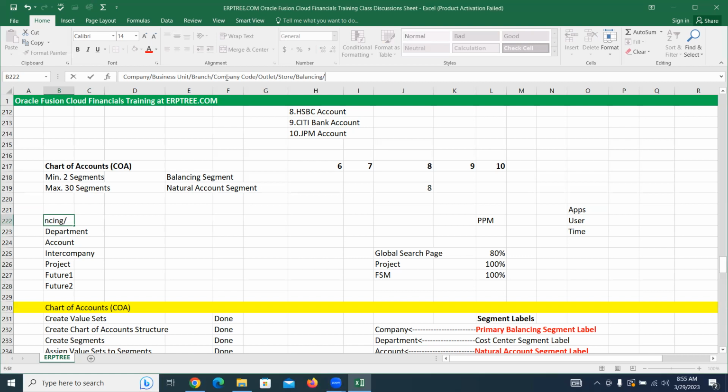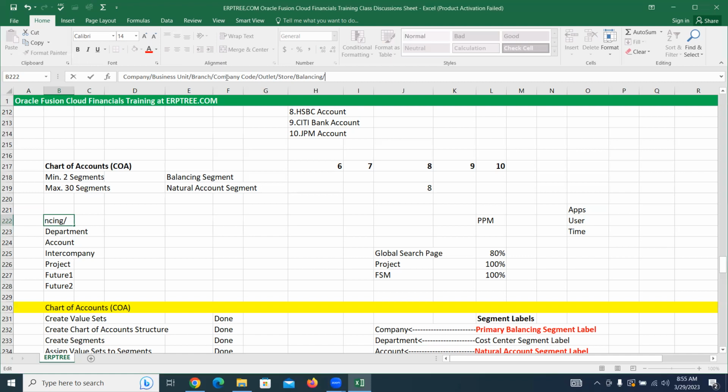How? Say you are doing business in India and US. India one location, US one location. Now tell me how many business units? 2 business units. How many balancing segment values? 2. How many legal entities? 2. Your simple point is your number of business units are equal to number of legal entities, right? 2 legal entities, 2 business units.